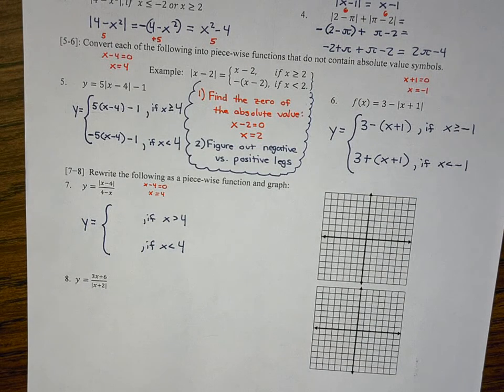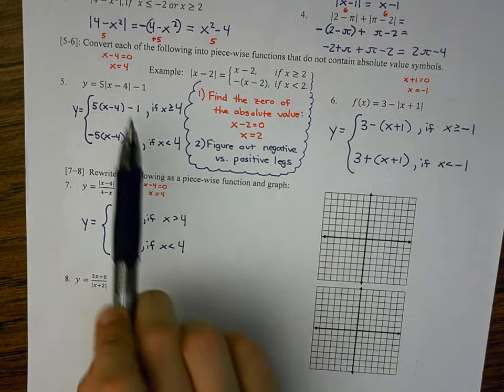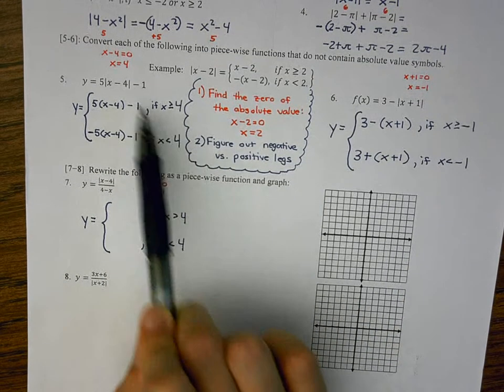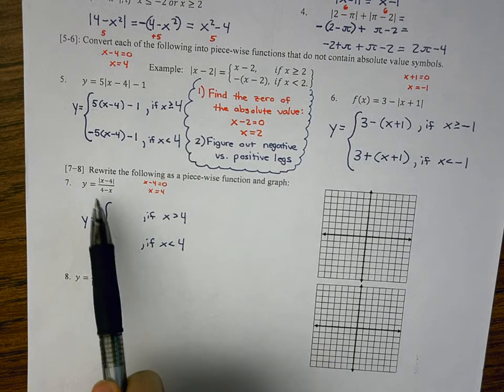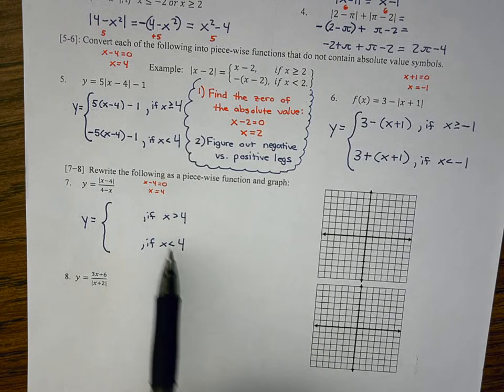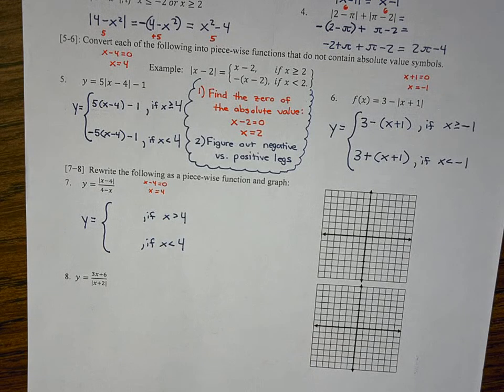That is literally the only difference between these two. Here they didn't have a denominator that could equal 0, so I was able to equal my 0. Here we have a denominator that could equal 0, and so we have to be careful. Right? There's not going to be an equal, so it'll just be a greater than and a less than. Okay? Everything else is the same.